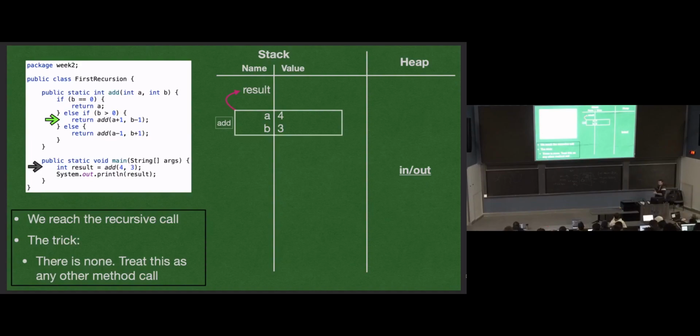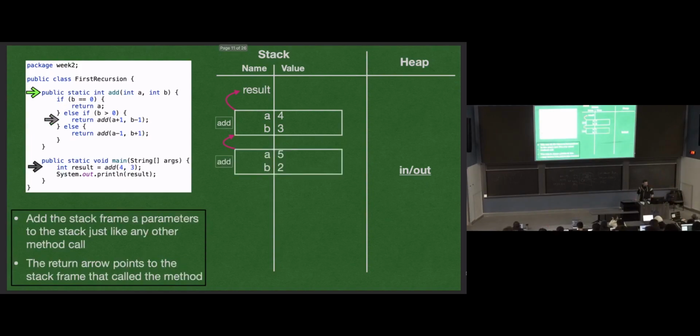The trick with reaching a recursive call, and whenever we have to call the method itself, is that there is no trick. You just call the method, just like any other method call. So we're going to put another stack frame on the stack. This is a little new because we haven't seen multiple stack frames on the stack before, but we're going to add another frame to the top of the stack for the method call.